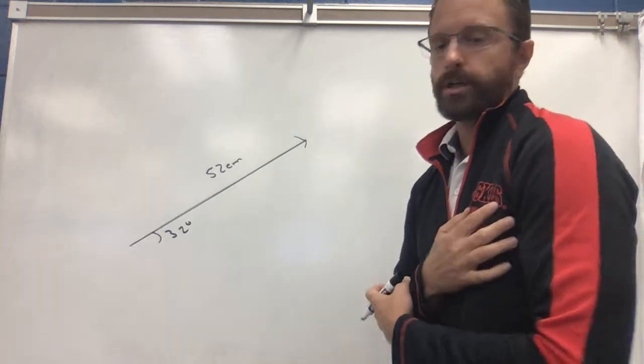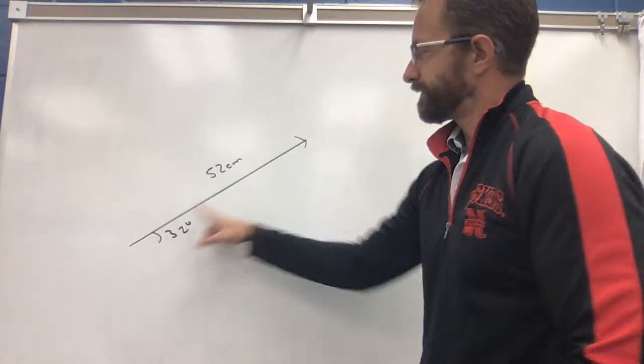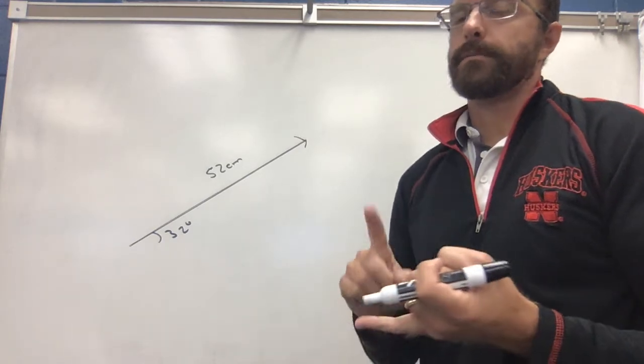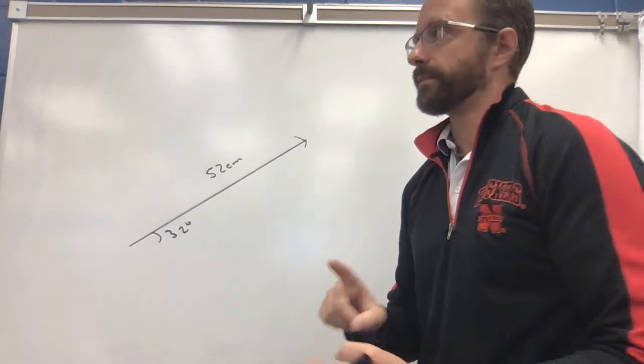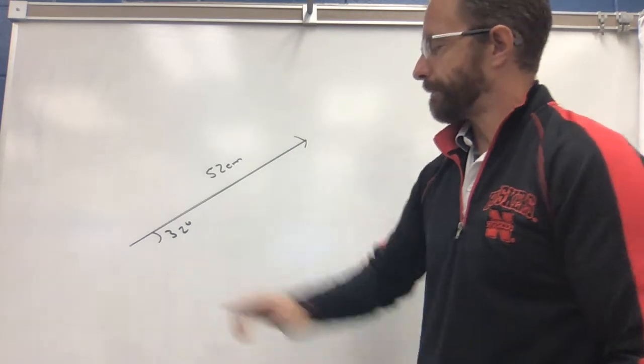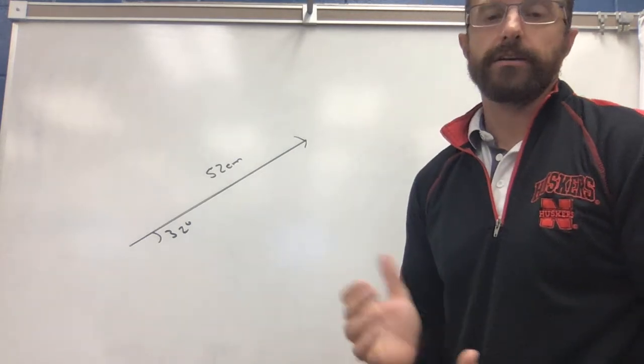So let's do a little more trig review, right? I've got a 52 centimeter vector here. This could represent any vector. So it could be a momentum, it could be a force, it could be a velocity, it could be an acceleration, a displacement, right? Whatever. And we happen to have the angle on this one. So we could do something like resolving it.